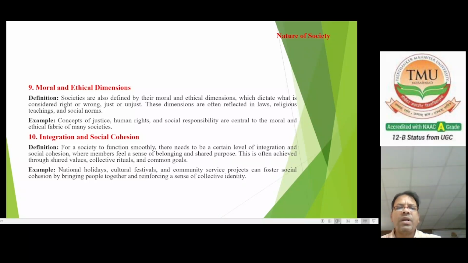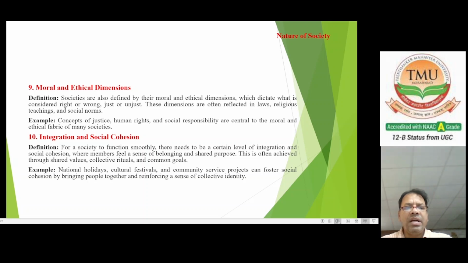Next is talking about the moral and ethical dimensions. Societies are also defined by their moral and ethical dimensions, which dictate what is considered right or wrong, just or unjust. These dimensions are often reflected in law, religious teachings, and social norms. The concepts of justice, human rights, and social responsibility are central to the moral and ethical fabric of many societies.